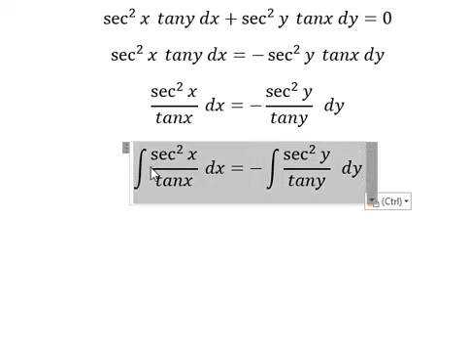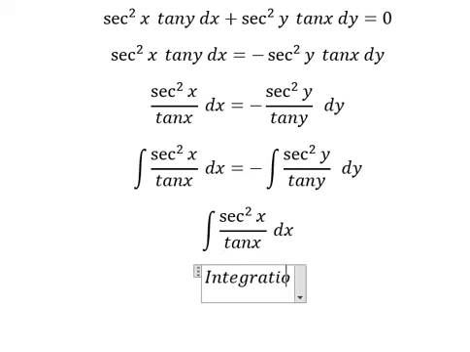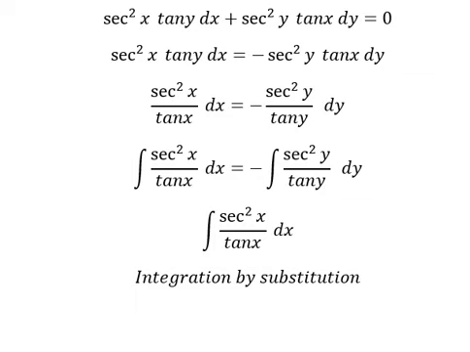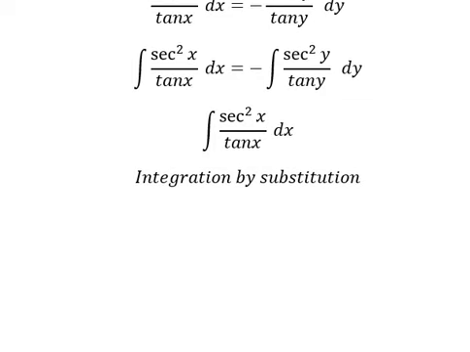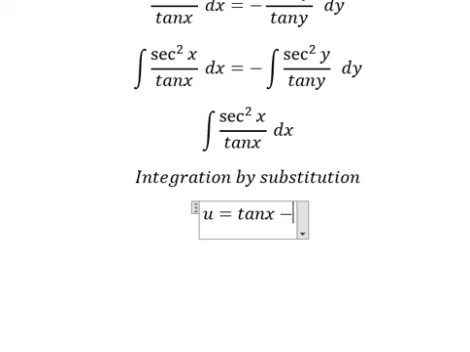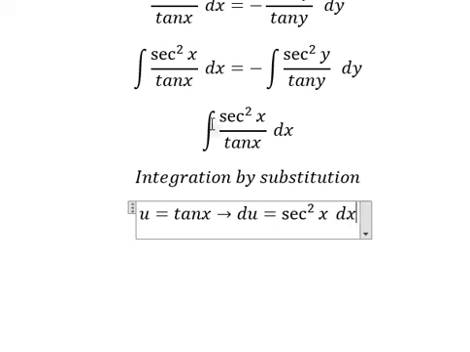So I will focus on this one. So we need to use integration by substitution. So I will put u equals tan x. Later that, we need to do first the derivative for both sides, and we have secant squared x dx.